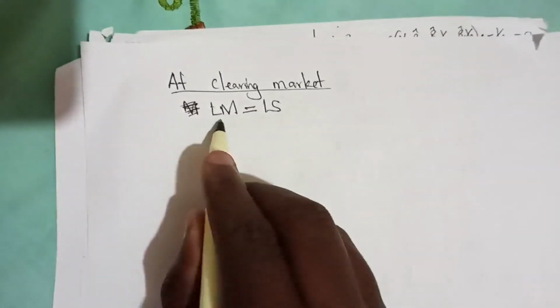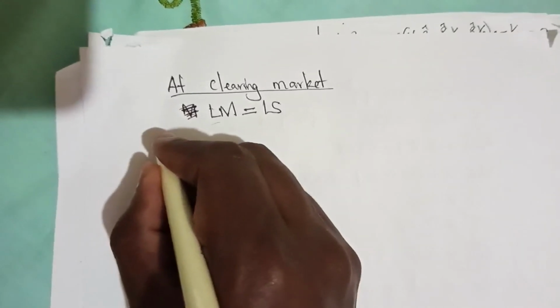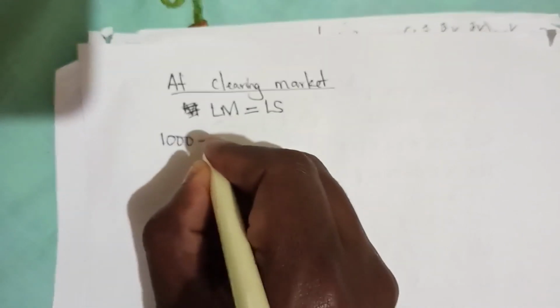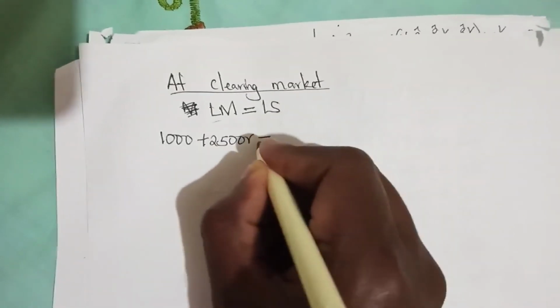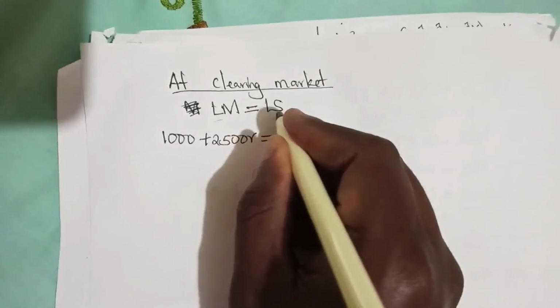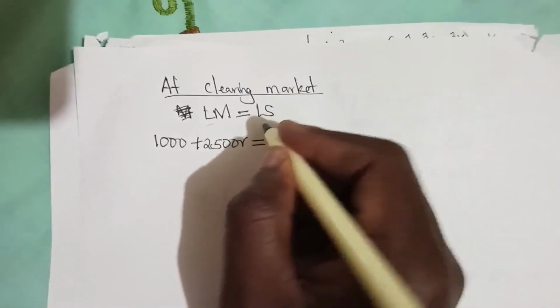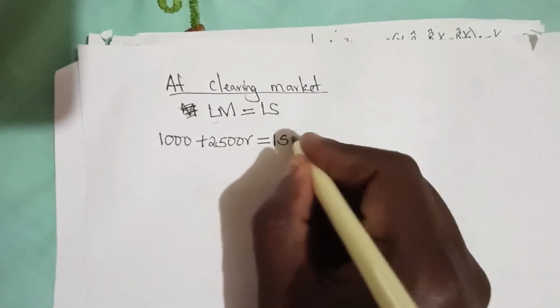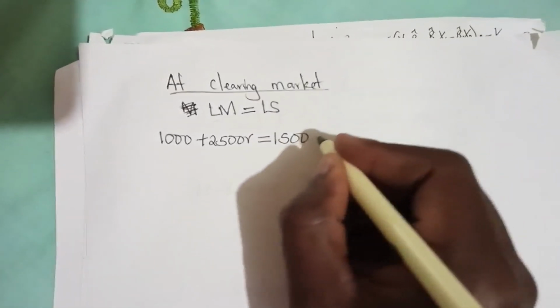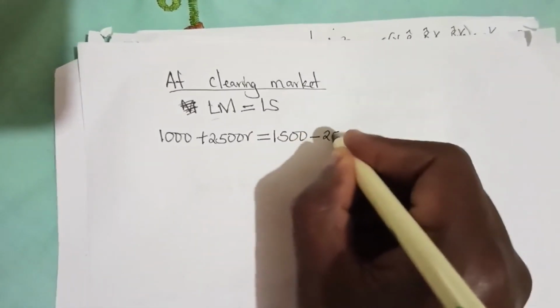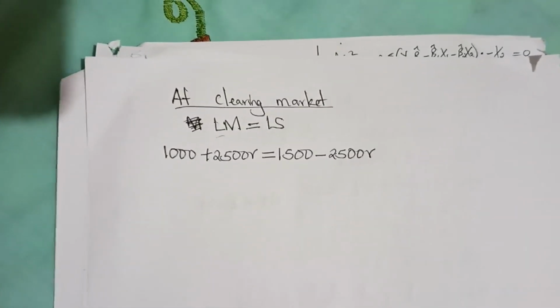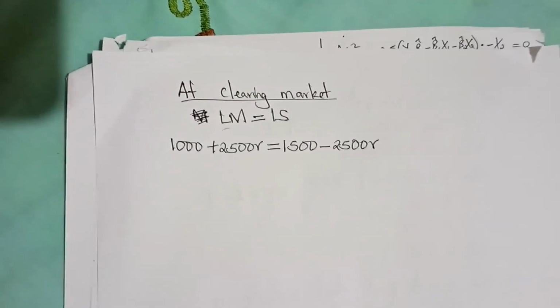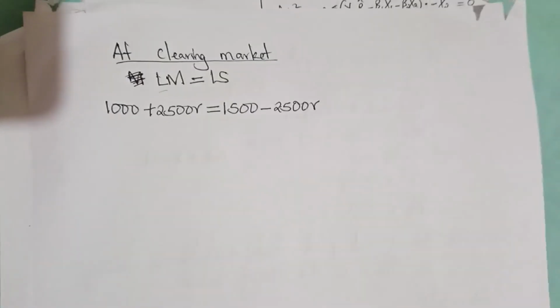So our LM curve, we had gotten it as 1000 plus 2500 R. We are going to equate it with the IS equation, which we had gotten as 1500 minus 2500 R. Now we have equated the LM and IS. The next step is collecting the like terms together.